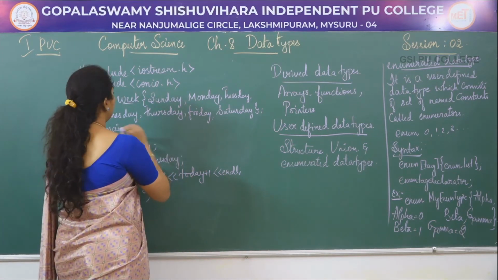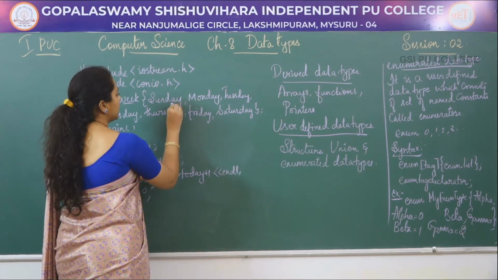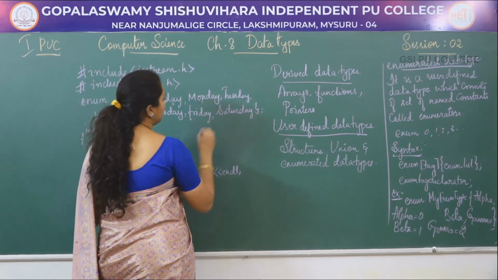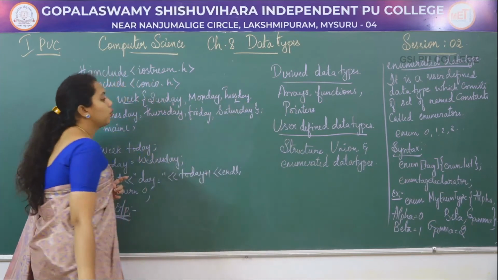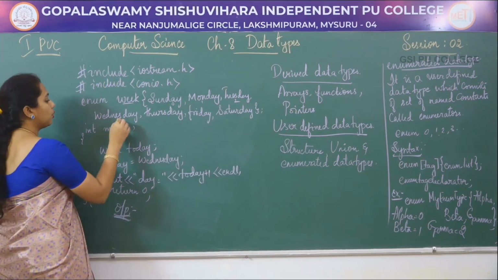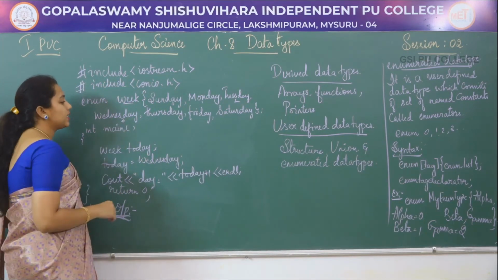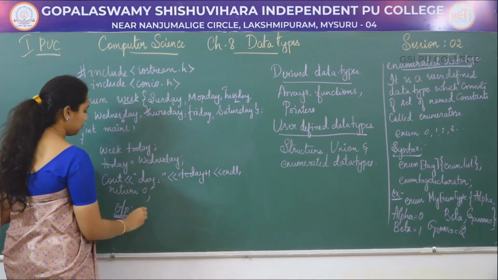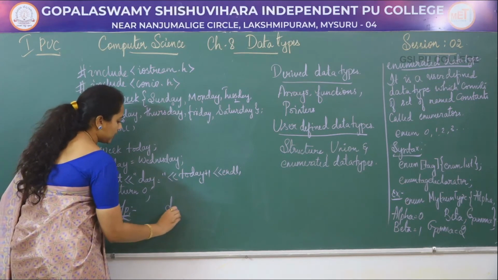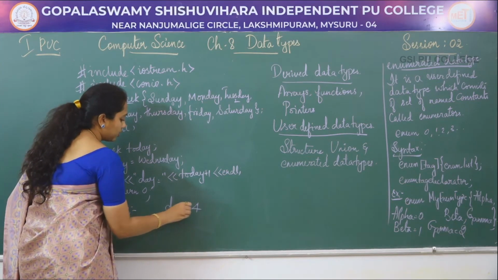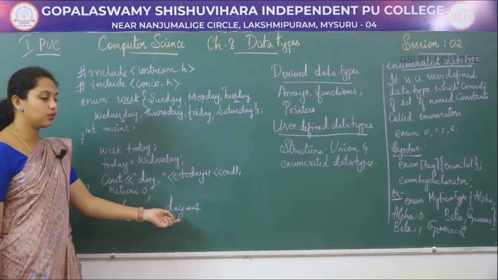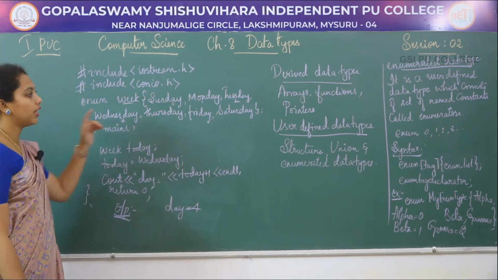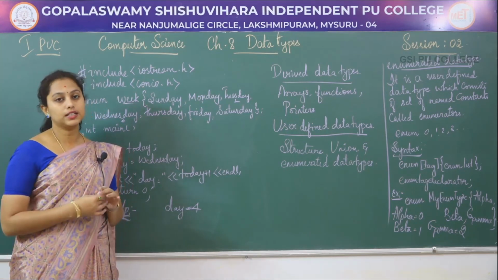Wednesday. So here Sunday is initialized the value 0 automatically. Monday is initialized as 1. Tuesday is initialized as 2 and Wednesday is initialized as 3. So what is 3 plus 1? It is nothing but 4. Day is equal to 4. So the output is day is equal to 4. So this is a simple program for enumerated data types.